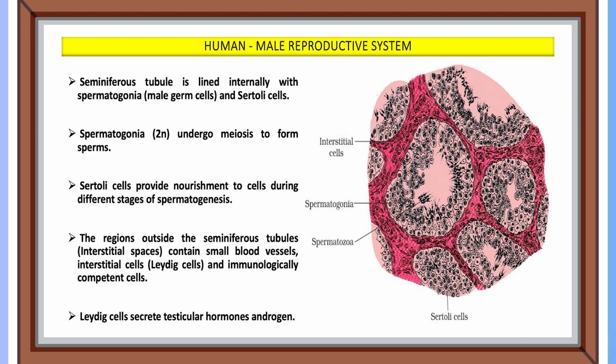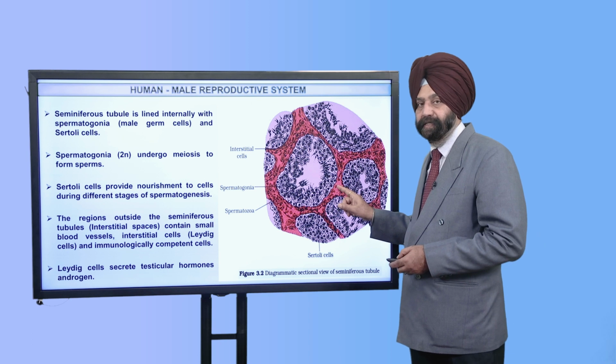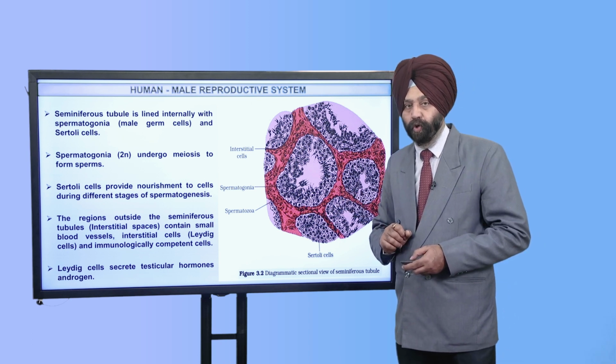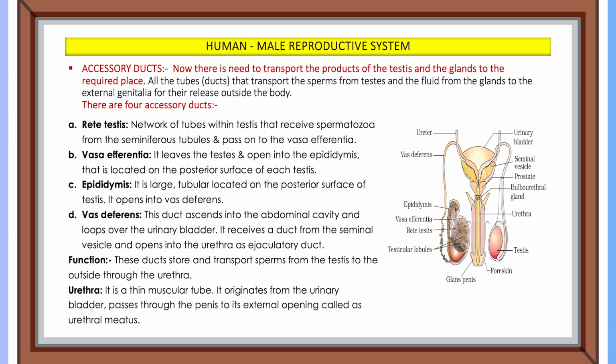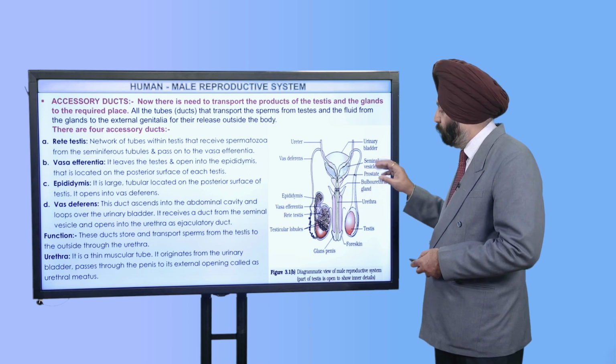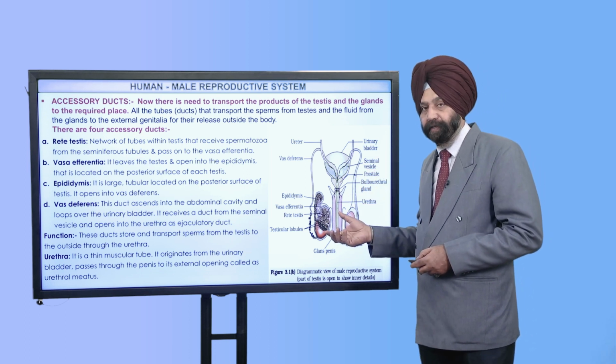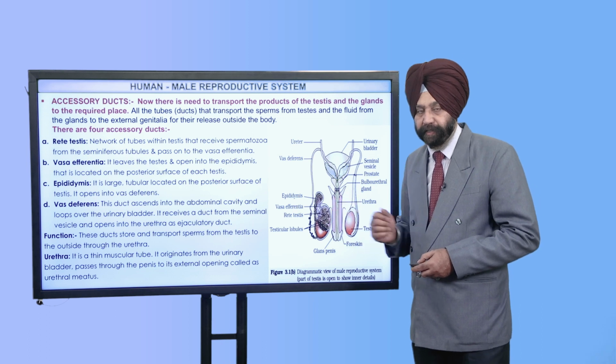The regions outside the seminiferous tubules contain interstitial spaces with cells and blood vessels. These cells, along with the immunologically competent cells, the Leydig cells, secrete testicular hormones called androgens. Now, let us focus on the accessory ducts. As you know, there is a need to transport the products of the testis and the glands to the required organ. Testes are present here and the secretions are required somewhere else.